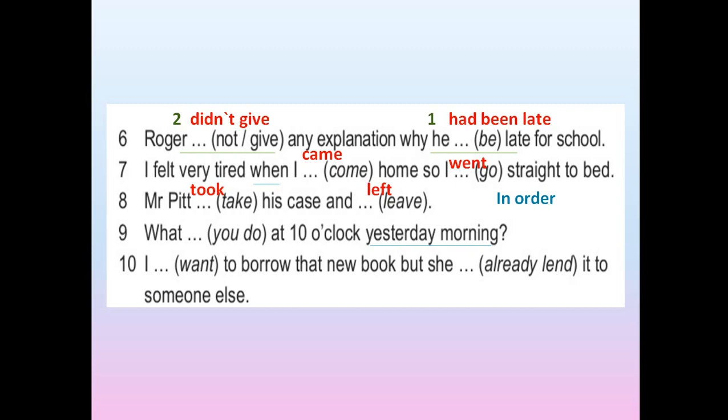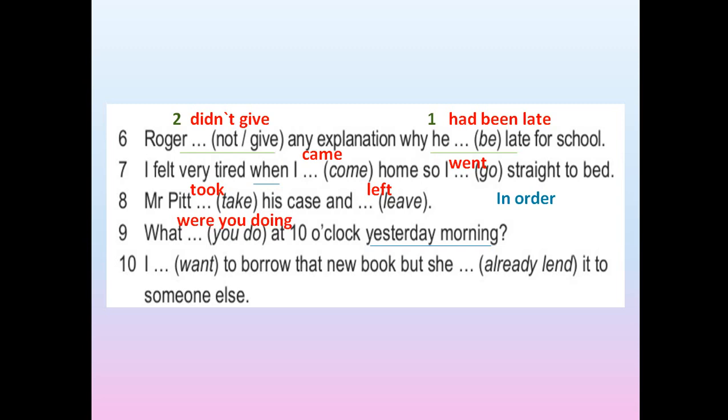Yesterday morning, it is past continuous because we use past continuous when the action happened in a specific time in the past. Not yesterday, but yesterday morning. What were you doing at 10 o'clock yesterday morning?